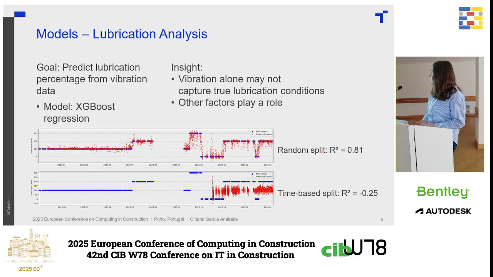And the main objective was also to see the lubrication status of the rail. So we made an XGBoost regression model, but as you can see here in the second part, when we use the last 25% of the data to make the predictions, the results are bad. So we can conclude that the vibrations alone are not enough to capture the lubrication conditions of the system, and that other factors play a role that we don't have data from.